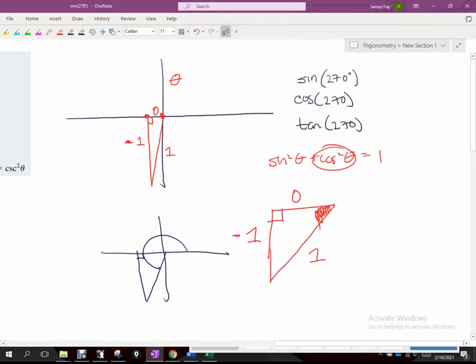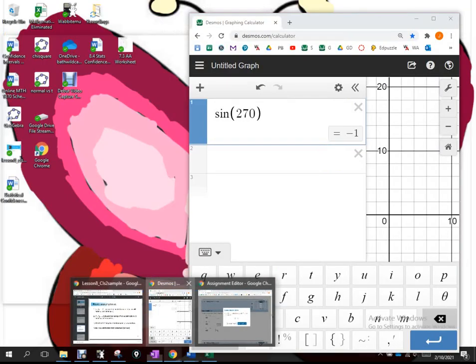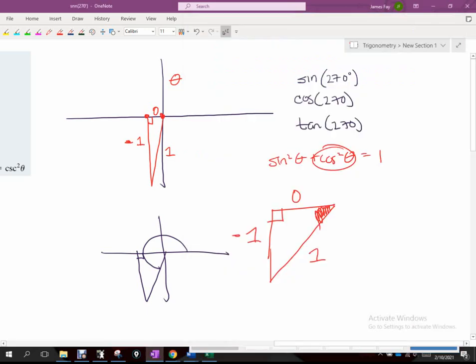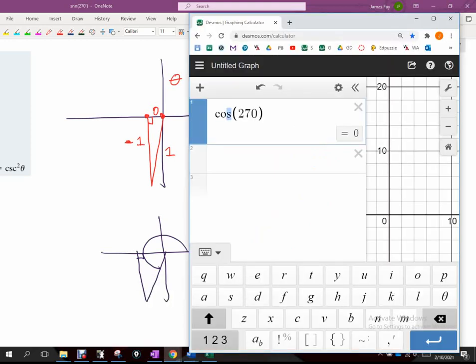Okay. Cosine of 270 would be adjacent divided by hypotenuse, so 0 over 1. If you type in cosine of 270, it should give you 0. Okay? What's tangent going to give me of 270? I go opposite over adjacent. Undefined. Okay? Tangent of 270 is undefined.